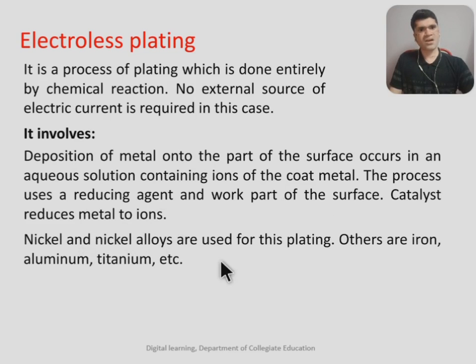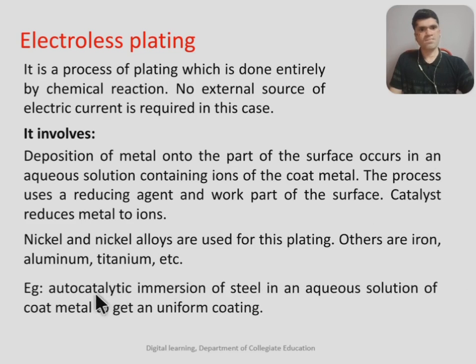Nickel and nickel alloys are used for this plating. Others are iron, aluminum, titanium, etc. These can all be used as coating material. Example: autocatalytic immersion of steel in an aqueous solution of coat metal to get a uniform coating. So steel is dipped in the coat solution to get a coated material. When dipped in nickel solution, nickel will form a uniform coat layer.